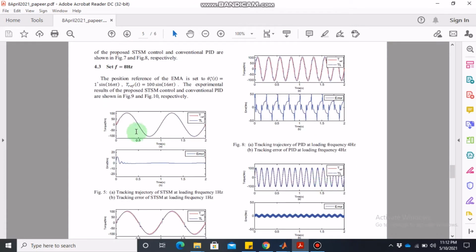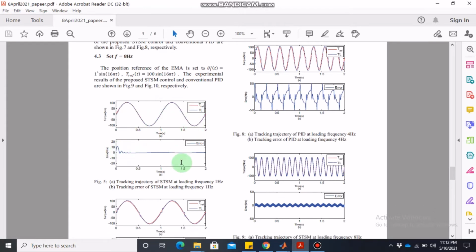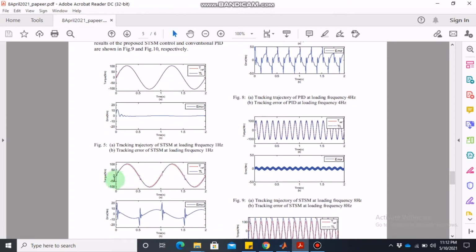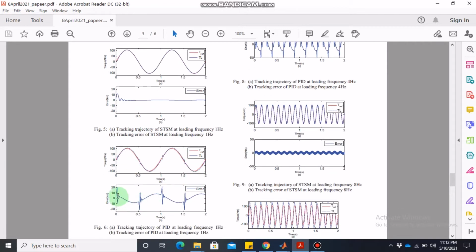You can see here that the reference torque is following the actual torque, and the error is going to 0. Similarly, here with PID control the error goes to 0 as well, but the error values are large. They go up to like plus 20 and minus 20. Here the error values look like they're going to 0, but the scale on the y-axis is quite large, so I'm not sure if this is exactly 0 or plus minus 1 or something like that.